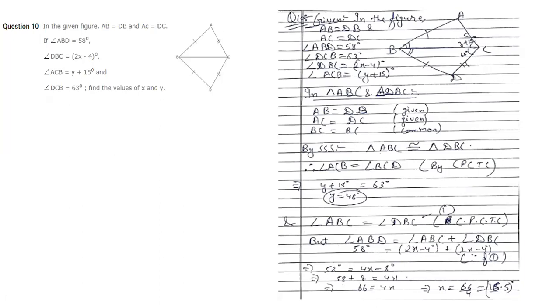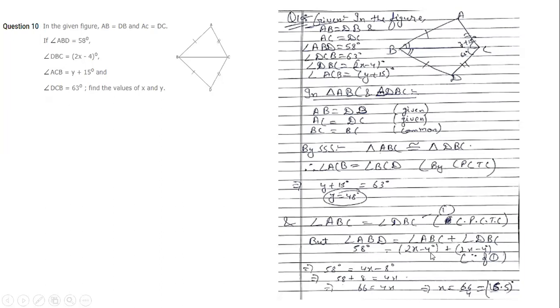Also, angle ABC is equal to angle DBC. This is again because of CPCTC. But in the question, they have given us that angle ABD, this complete angle, is 58 degrees. So write the value of the complete angle. That angle ABD is equal to angle ABC plus angle DBC. So 58 is equal to, here we have proved angle ABC is equal to DBC.